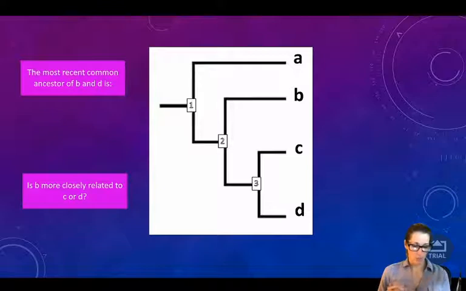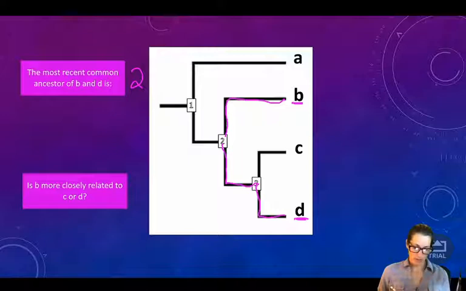So first question, we're asking the most recent common ancestor of B, that's here, and D. And so what we need to do is trace, here's D's lineage. Well, 3 can't be the most recent common ancestor because 3 isn't a common ancestor of B. So we have to keep going back all the way to 2. Now let's see, what about B? We trace B back to 2. So the most recent common ancestor of B and D is 2. The next question is, is B more closely related to C or to D?